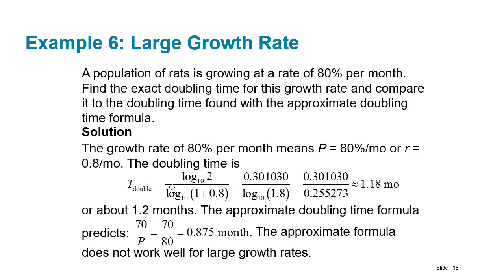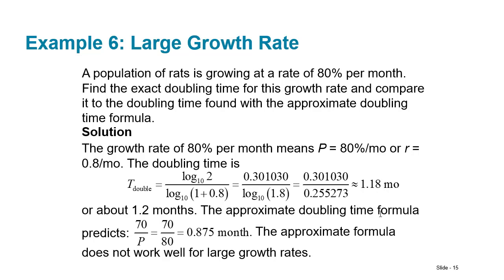So the doubling time is simply log of 2 over log of 1 plus 0.8, which is just log of 1.8. So you do log 2 on your calculator, you get this. You do log of 1.8, you get that. You do the ratio of those, the top number divided by the bottom number, and you get approximately 1.18. The reason why this is approximate is because this decimal goes on and on, and we had to round it. So 1.18 months, or about 1.2 months.